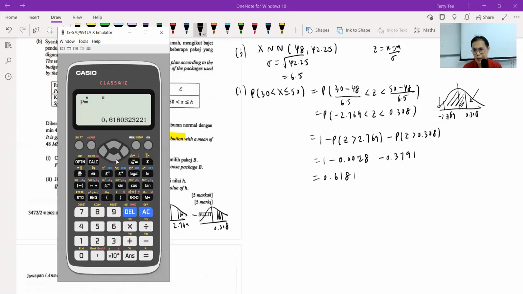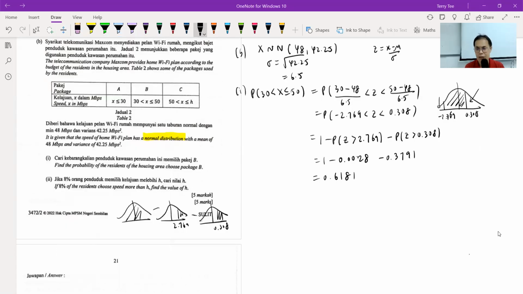But we use this to double check the answer. Please don't type in a calculator directly. You lose marks in the exam. You still need to show your standardization here. All right. Do 1 minus and then get this answer. Okay. Now, we still got the second part.